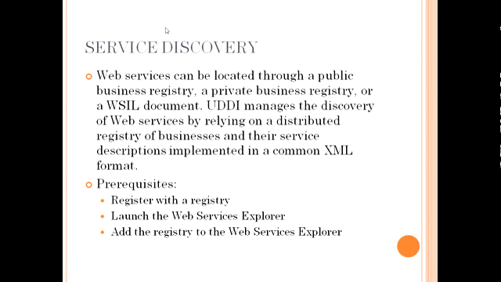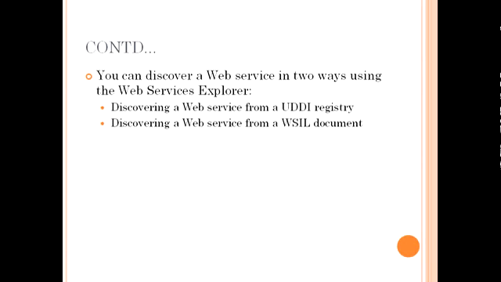Then move on to the service discovery. Web services can be located through a public service business registry, a private business registry, or a WSIL document. This WSIL is an alternative to the UDDI registry for service discovery. UDDI manages discovery of web services by relying on a distributed registry of businesses and their service descriptions implemented in a common XML format. Prerequisites for this UDDI service discovery are: register with the registry, then launch the Web Services Explorer, and add the registry to the Web Services Explorer. You can discover a web service in two ways, as I mentioned before, using the UDDI registry or using the WSIL document.